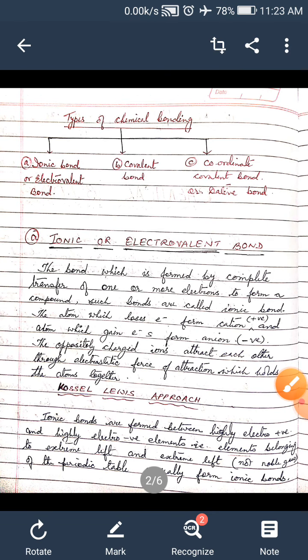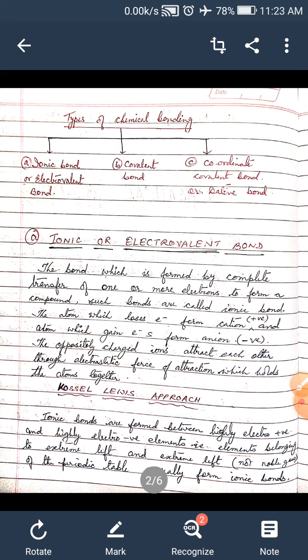Then we go to types of chemical bonding. As you can see, we have made a flow chart. There are 3 types of chemical bonding: ionic bond, which is also called electrovalent bond. Then we have covalent bond, and lastly we have coordinate covalent bond or dative bond.